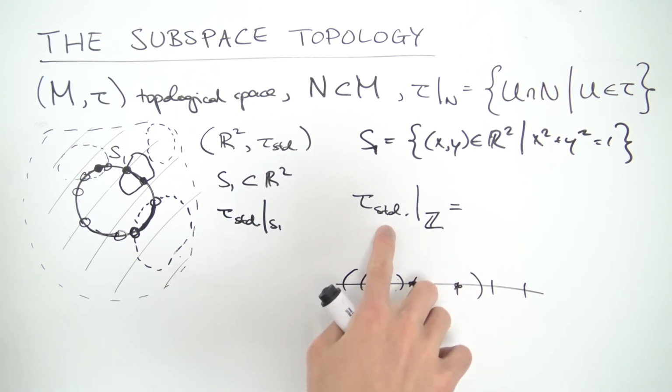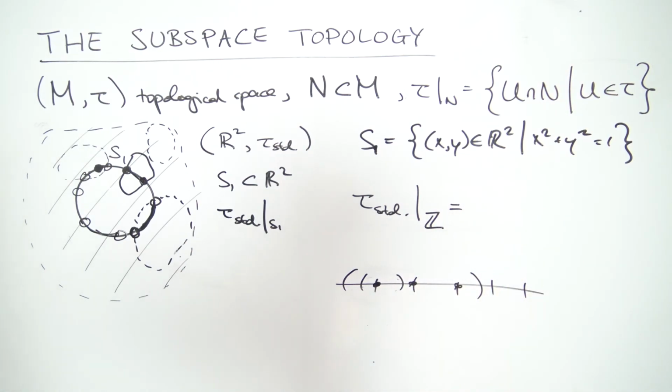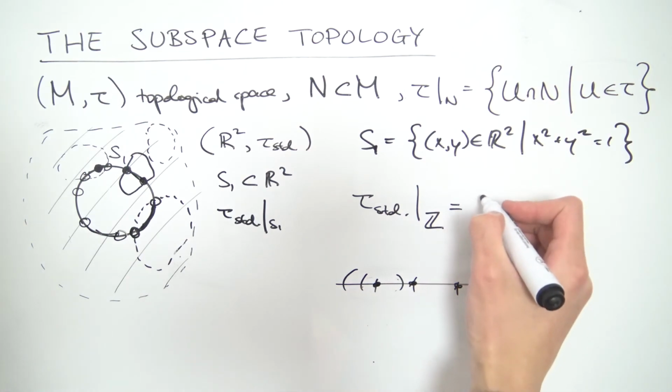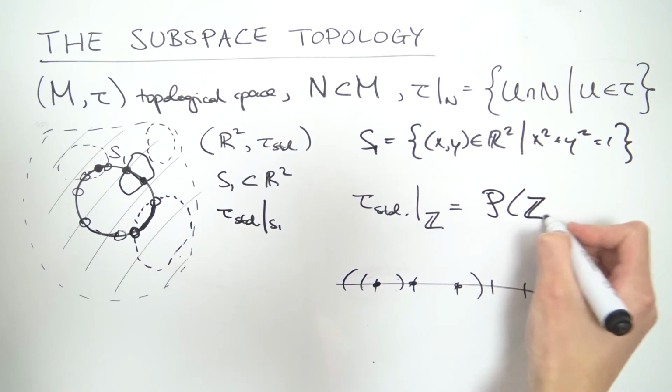In fact, the standard topology restricted to the integers, I'm pretty sure this is the usual topology that people use on the integers, if that's even ever useful. That is the discrete topology. So this is the power set of the integers.